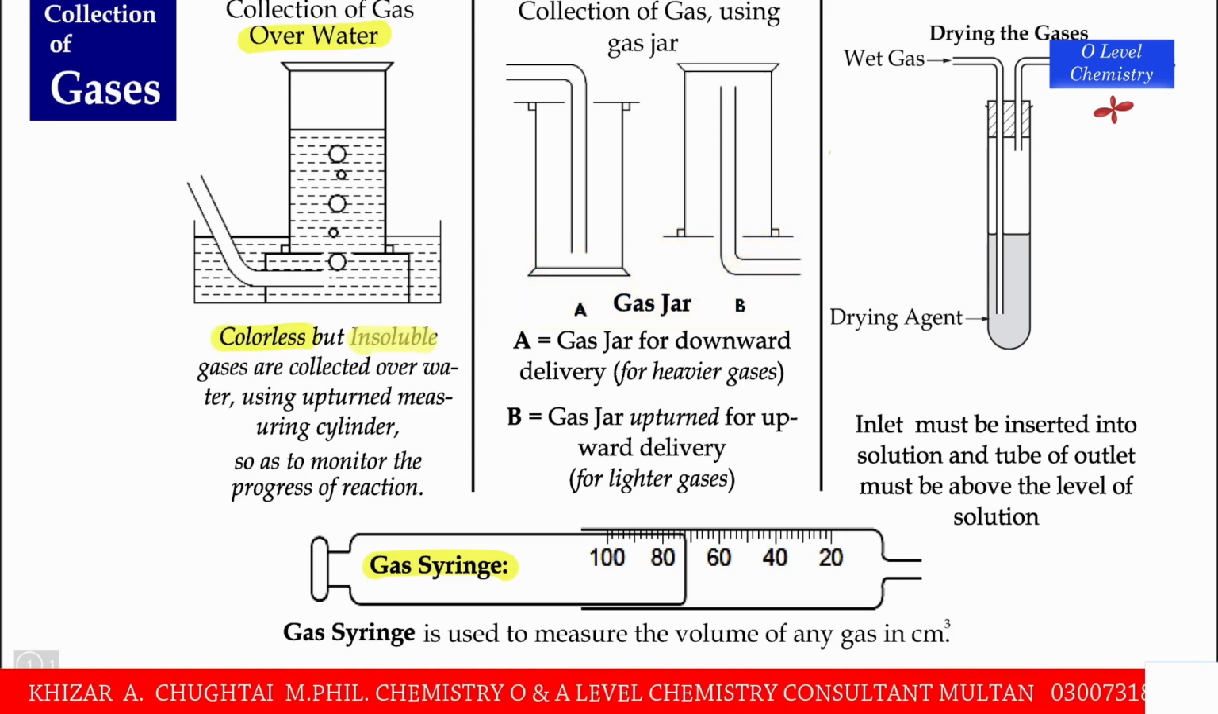Colorless and insoluble gases are collected over water. These gases are collected using the upturned measuring cylinder. This procedure is adopted so as to monitor the progress of any chemical reaction that is producing the gas.